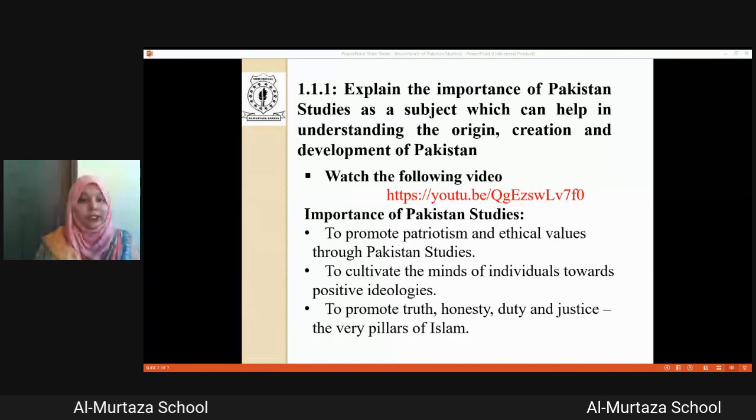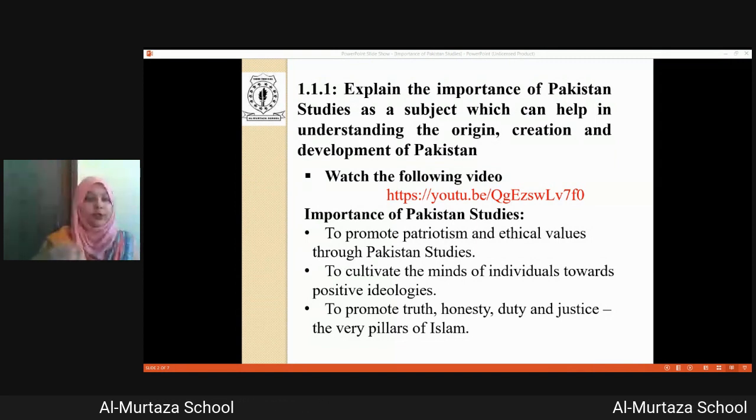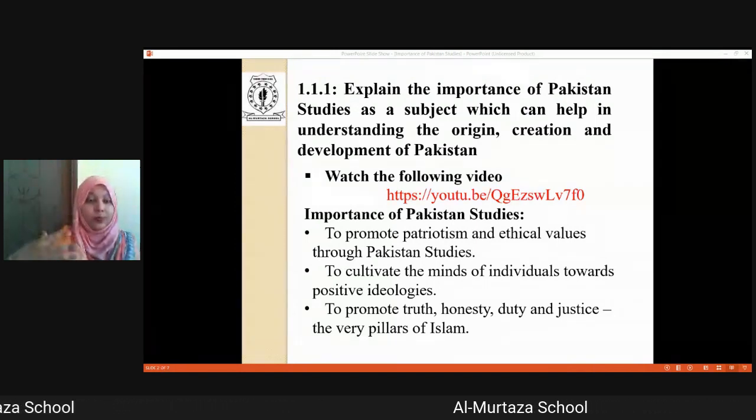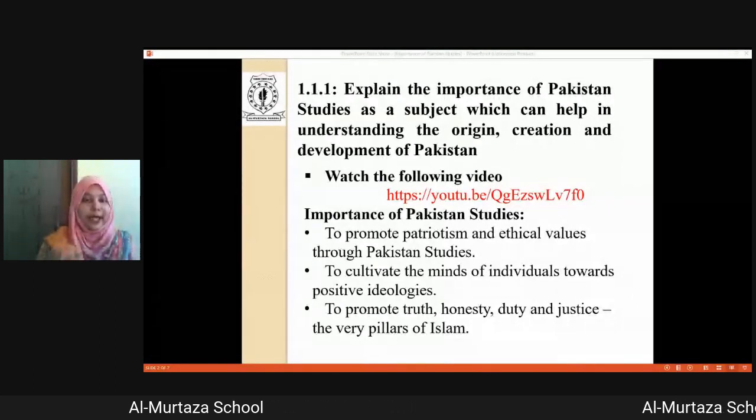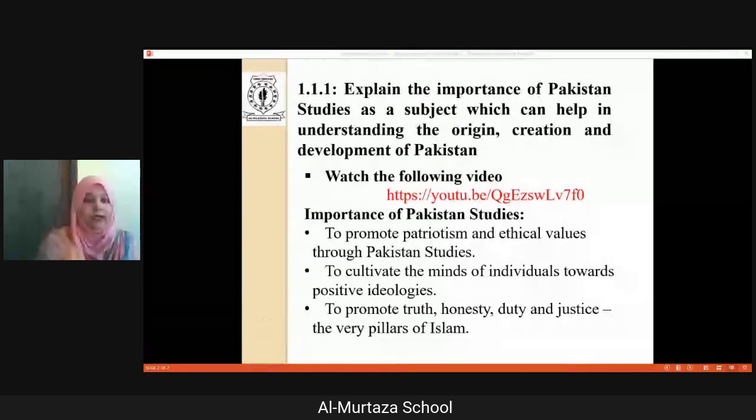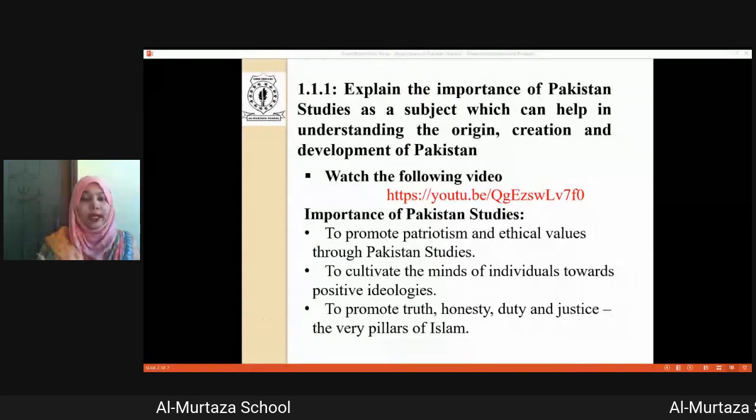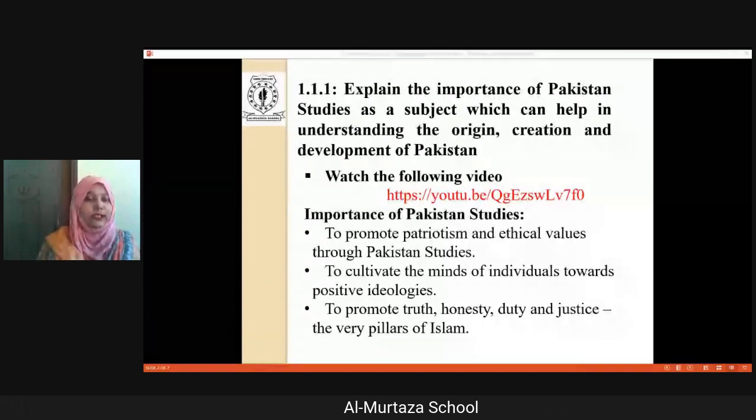The first point is to promote patriotism and ethical values through Pakistan studies. Promote means to upgrade someone to a higher designation. Patriotism means brotherhood and monotheism. Ethical values means all of those things which you're learning from your surroundings, you're adding them into your personality, and then you're moving forward. So these are ethical values.